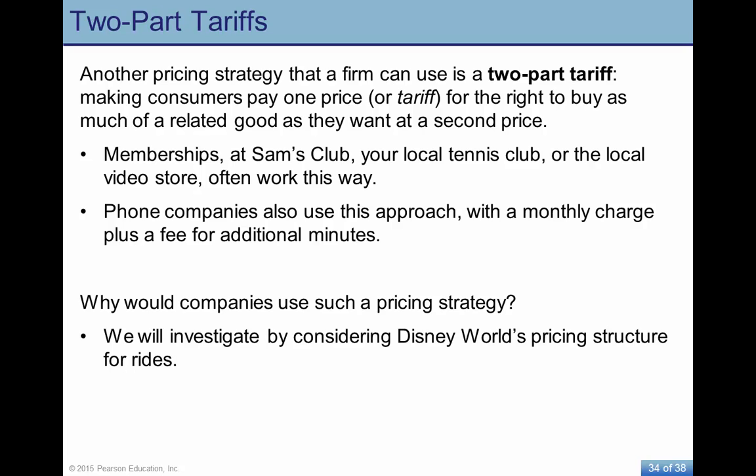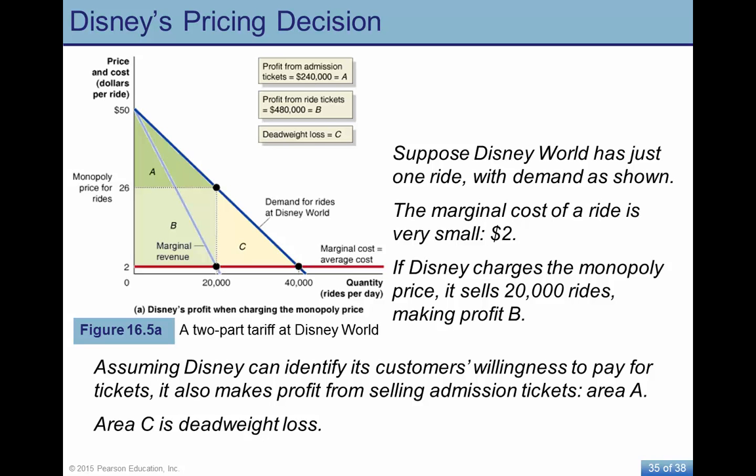Why would companies use such a pricing strategy? We will investigate by considering Disney World's pricing structure for rides. Disney's pricing decisions. Suppose Disney World has just one ride. With demand as shown, the marginal cost of a ride is very small, $2. If Disney charges the monopoly price, it sells 20,000 rides, making profit B.